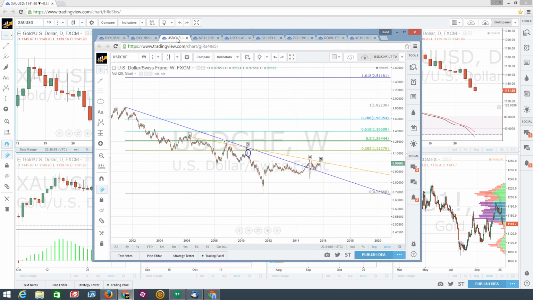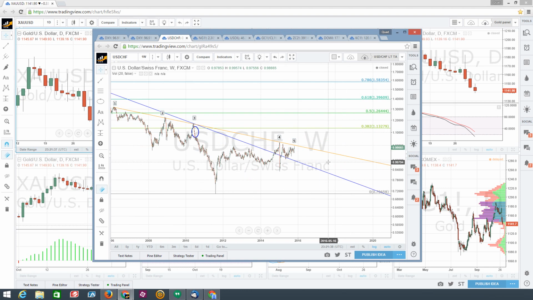I want to take a look at USD CHF, long-term view. You can see the orange trend line here that originated all the way back in 2006. It's been pressured once, twice, three times, four times, possibly a fifth time here. It looks like it could be close to breaking out. And a breakout here could allow for a move up into the 38.2% Fibo, right there at 1.1327.